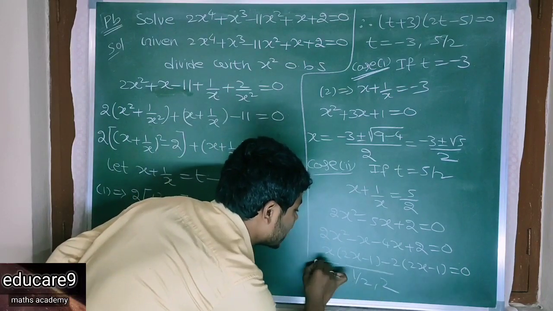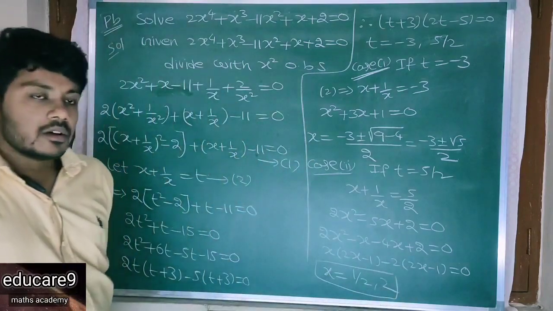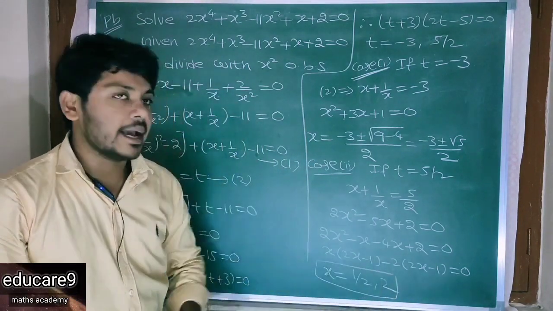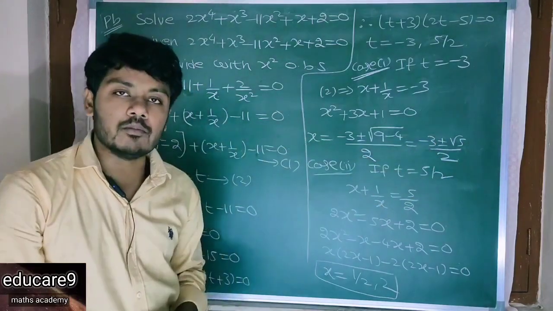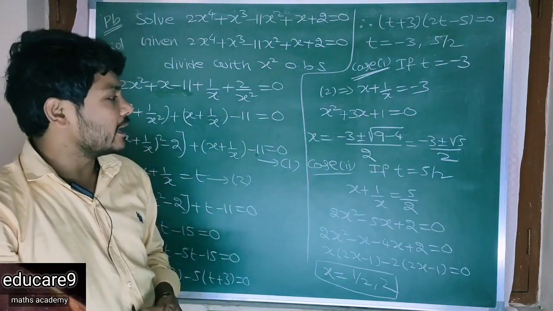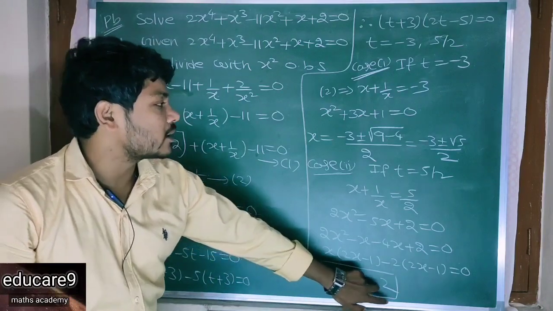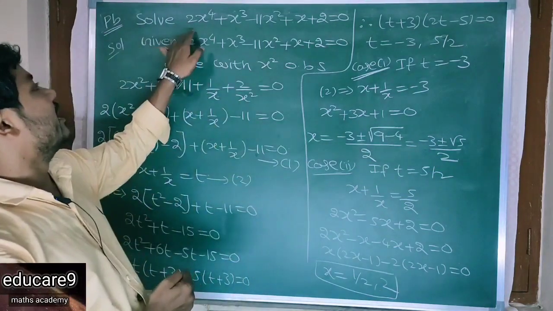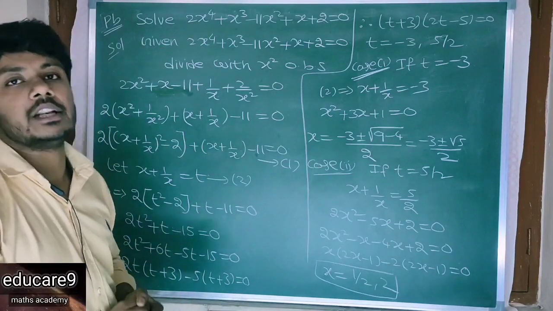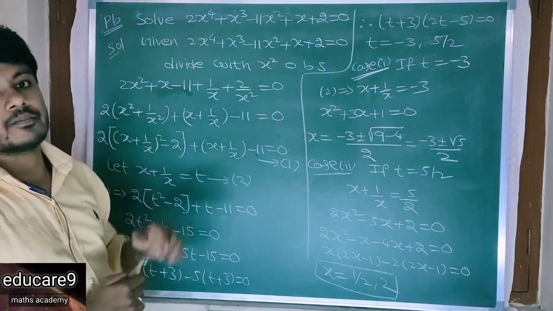So therefore what are the x values? 1 by 2 comma 2 and minus 3 plus or minus root 5 by 2. So clearly here you got 4 x values because the degree of the given polynomial equation is 4.